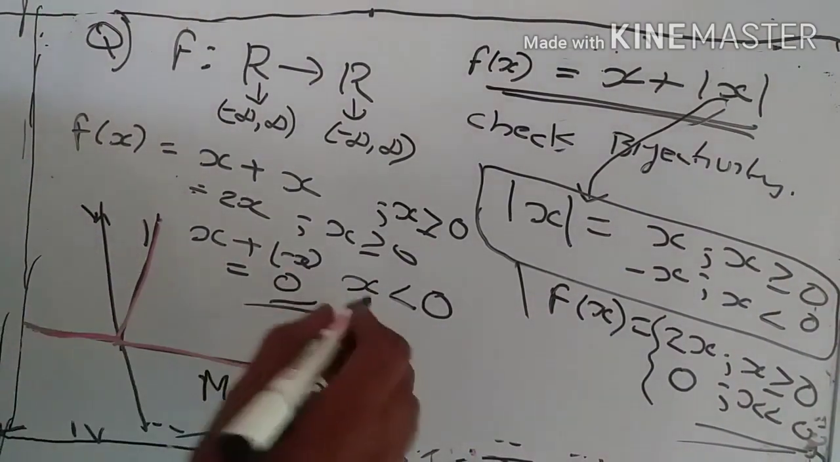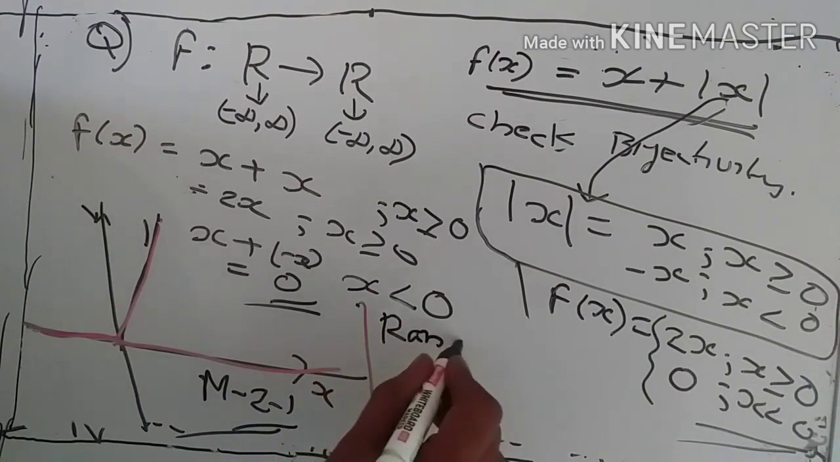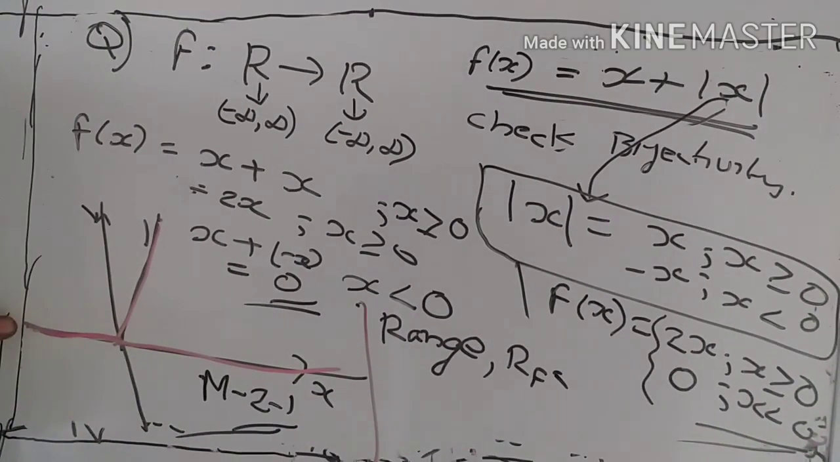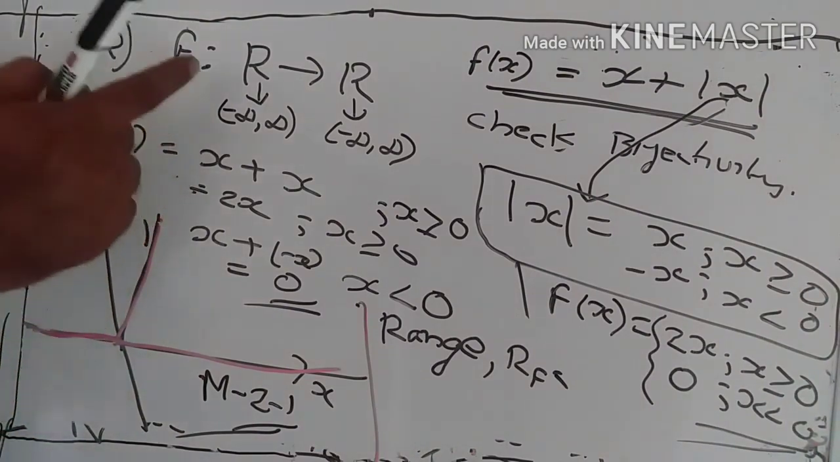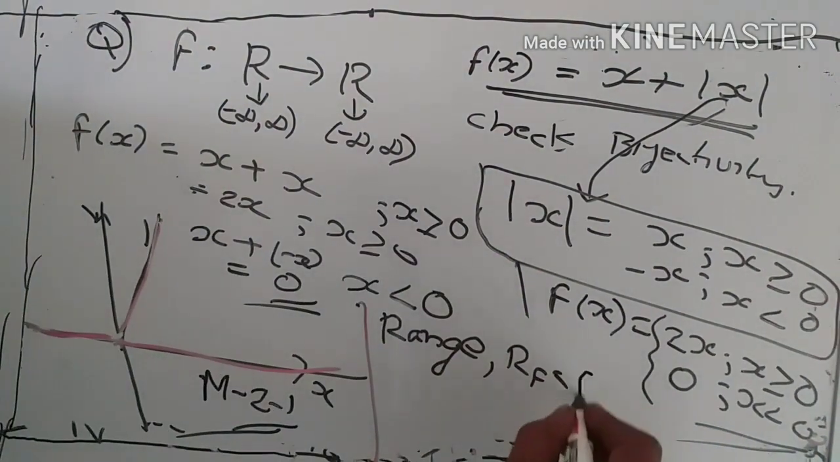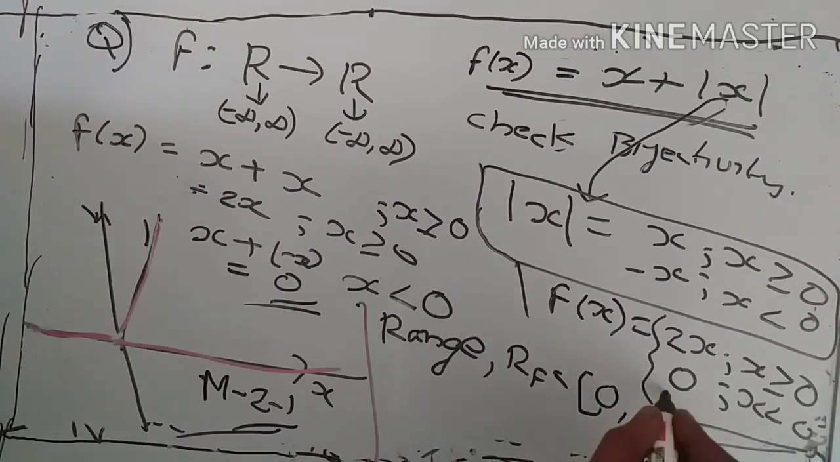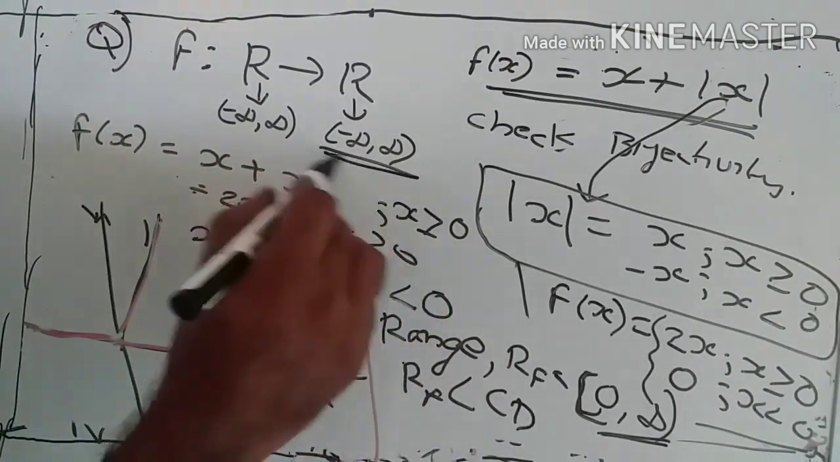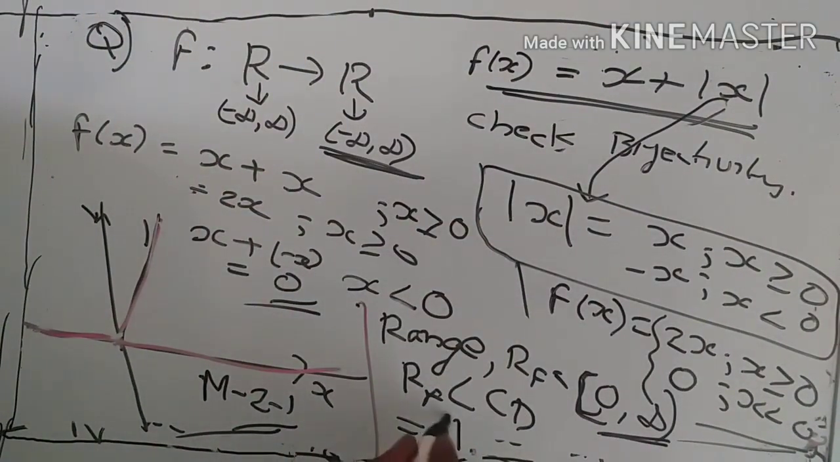Now what's the range of the function? The minimum value of the range is 0 along the negative x-axis, and it increases to infinity. So the range is from 0 to infinity, where 0 is included. That is, the range is less than the codomain. The codomain is minus infinity to infinity, so the function is an into function.